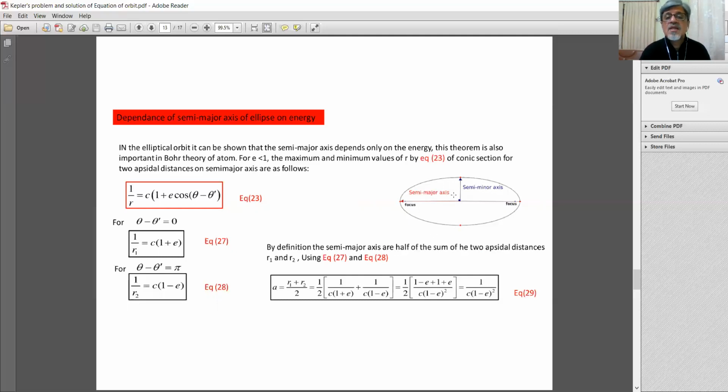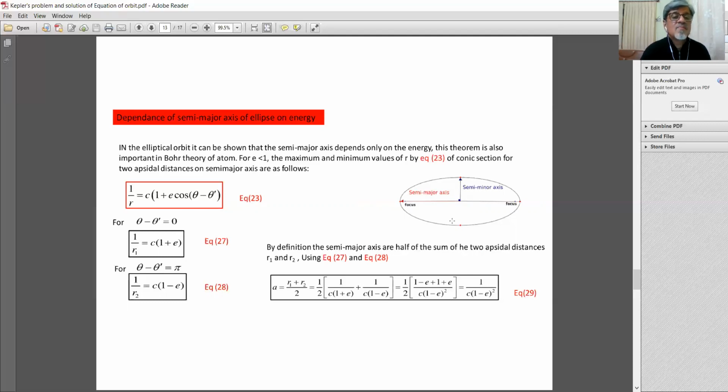So this is the elliptical orbit. This is the semi-minor axis and semi-major axis represented here. And these are the two apsidal distances. So the two corner points are the apsidal distances. So semi-major axis is 1/2 of the sum of the apsidal distances. So the equation of the cone is 1 upon r equal to c times 1 plus e cos(theta minus theta prime), where e is the eccentricity. That is equation number 23.